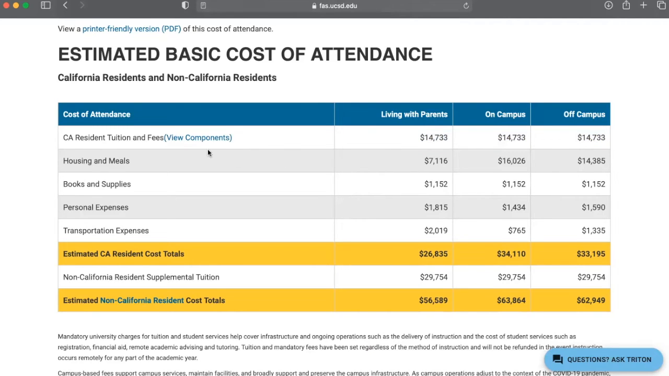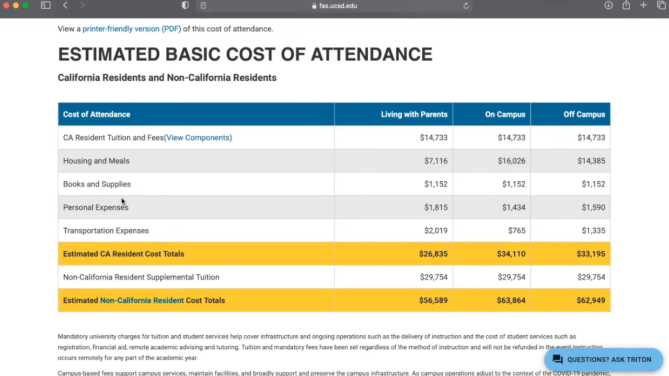However, you'll notice that, like I had said previously, housing and meals can fluctuate. If we look at this column, if a student is living with their parents versus living on campus, the housing and meals expenses range. If they're living with their parents, the estimated cost is $7,000, whereas if you live on campus, the estimated cost is about $16,000. And again, off-campus housing is slightly lower than on-campus, at 4,000-ish dollars. Then we have books and supplies. Again, this cost didn't really fluctuate, because it doesn't matter who you're living with. The cost of books and supplies would be estimated to be about the same no matter what.